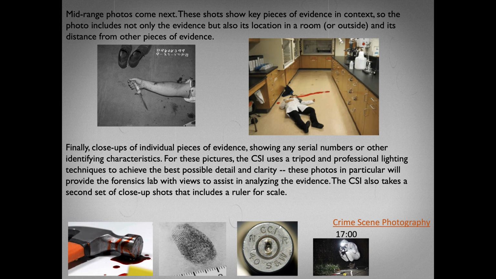They want to use rulers, as you can see in the fingerprint photo right here as well. And here you can see the markings on, again, the bullet casing itself. You can see that pieces of evidence are numbered as they're found within a crime scene as well.